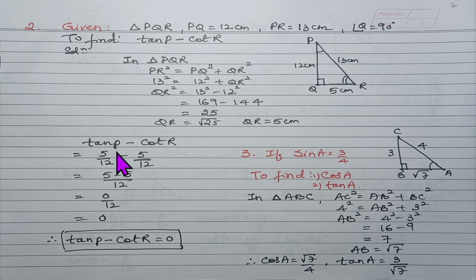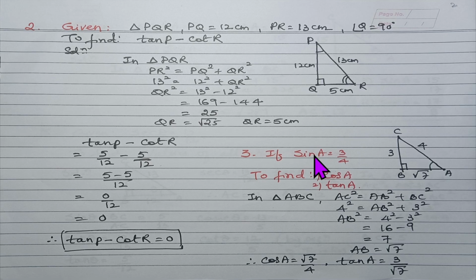Now we can simplify. Tan P, this angle is P here, tan P will be QR upon PQ. It is not PQ upon QR, it is QR upon PQ, so it will be 5 by 12. And cot R, cot R is here, so cot R will be QR upon PQ, and that is again 5 by 12. Now simplifying it, we get LCM as 12, 5 minus 5, that is 0 by 12, answer is 0. Therefore tan P minus cot R is equal to 0 is the answer.